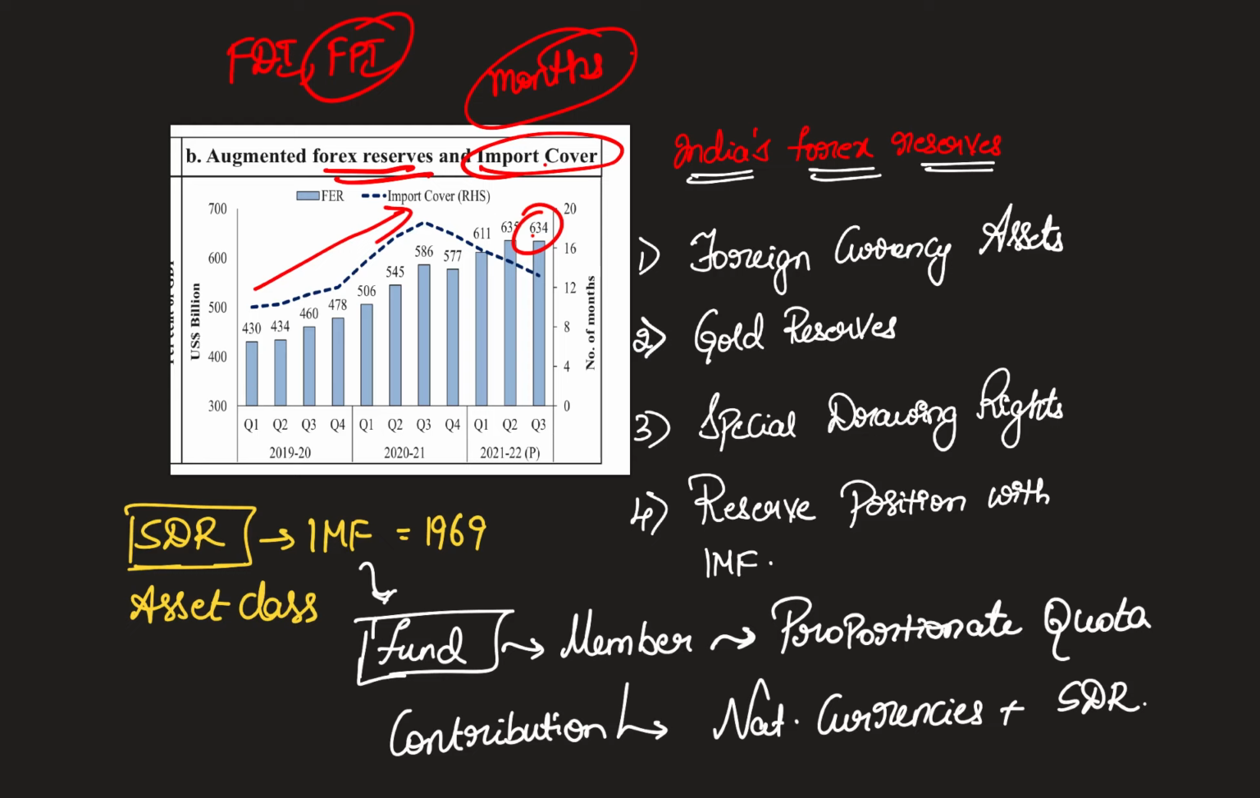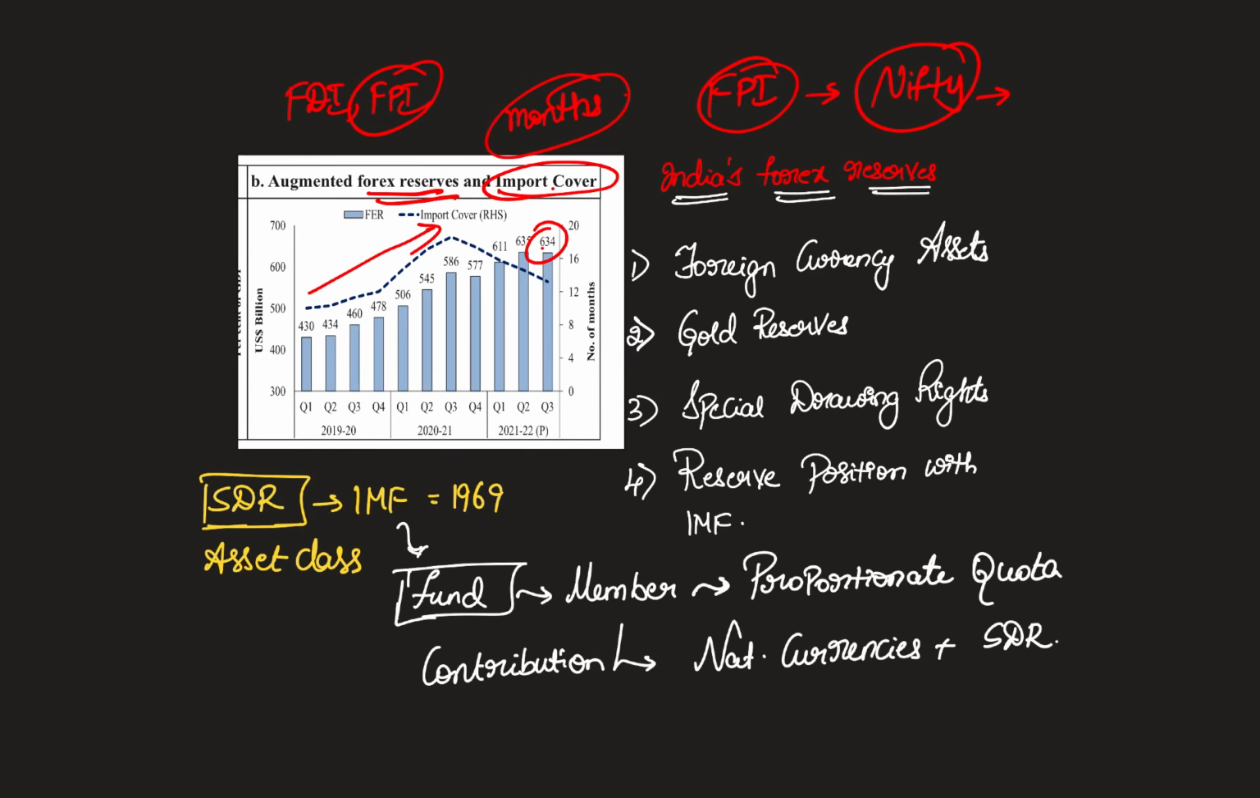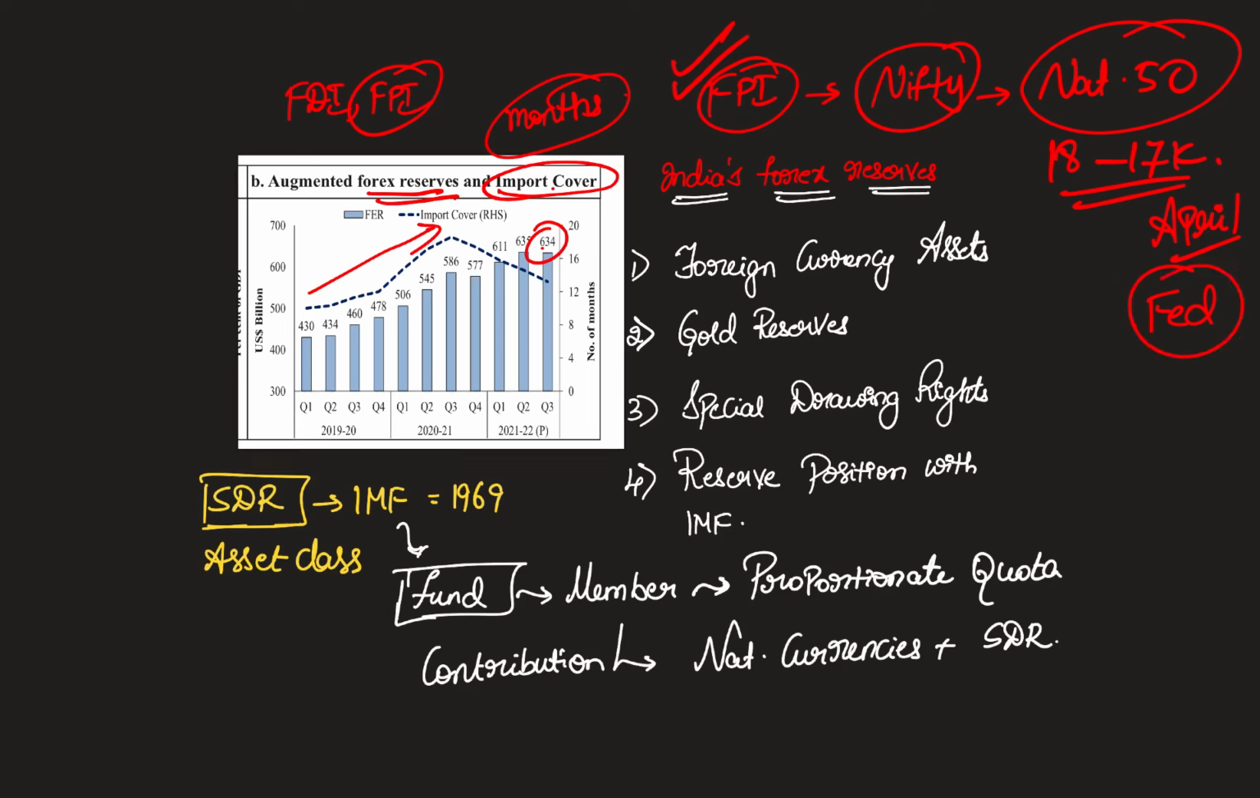But after January, there was a course correction. That is, a lot of FPIs started moving out of the country, and you can already see this in our financial markets. Say, for example, Nifty, which is a metric which talks about how the top 50 companies of the Indian economy are functioning, is violently moving between 18,000 and 17,000 in the past couple of weeks, that is in the month of April. This shows that a lot of hot money, that is FPIs, are moving out of the country because of the indication given by the US Federal Reserve that they are going to hike the interest rates. So money is flowing out.